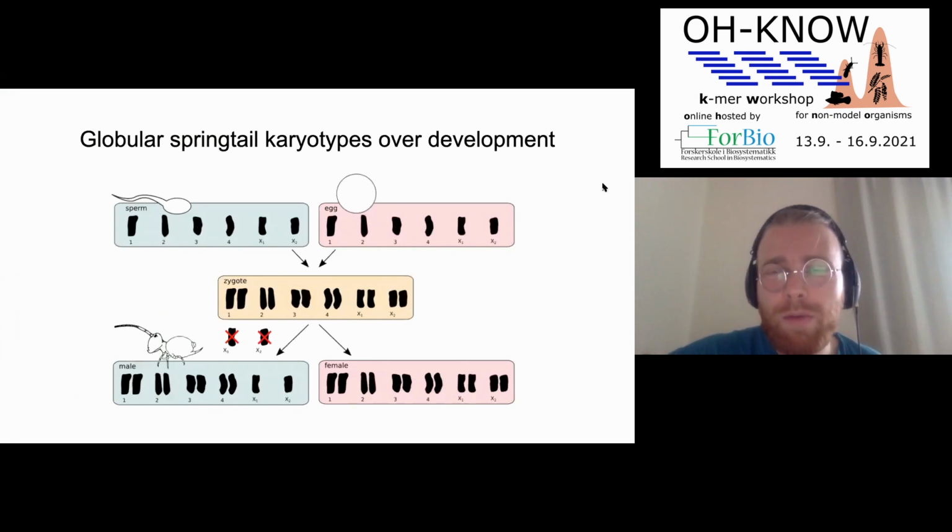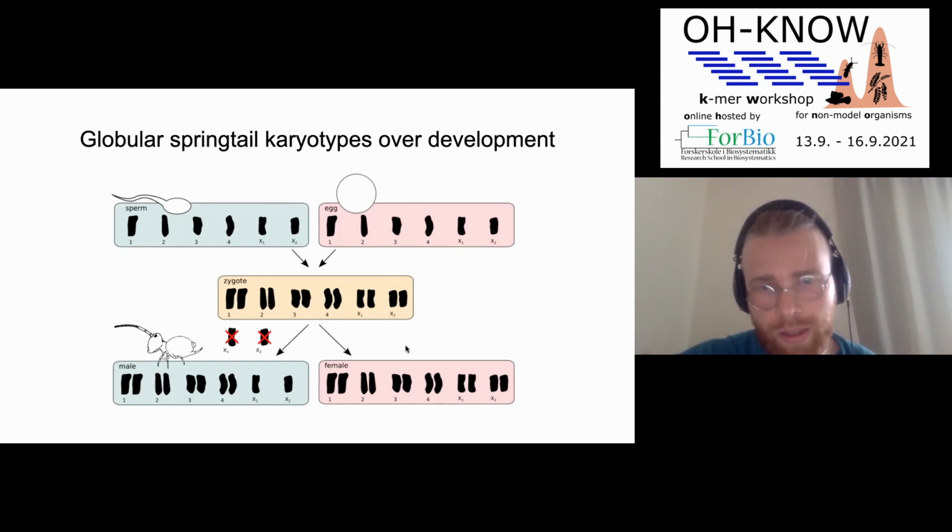To explain why the fit is bad, why I had such a weird spacing of the two peaks, I need to think about how the development of globular springtails looks. All the sperm are fully monoploid. All the eggs are fully monoploid as well. Then when the sperm fertilizes the egg, the zygote is fully diploid.